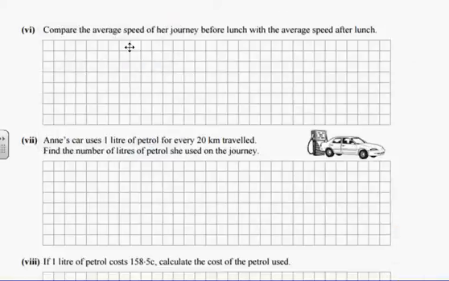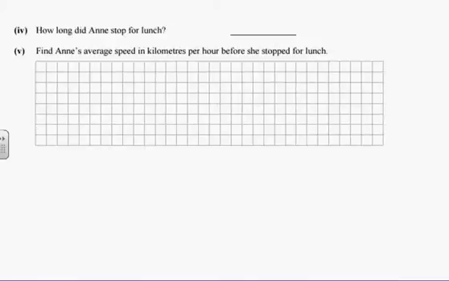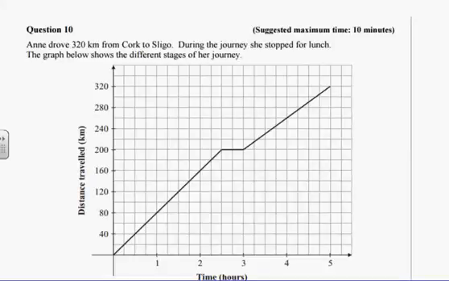So we're continuing on the part from yesterday. Question 10. Compare the average speed of her journey before lunch and the average speed of her journey after lunch. So look, what did she do before lunch? Before lunch she did 200 kilometers in 2.5 hours, which turned out to be 80 kilometers an hour.